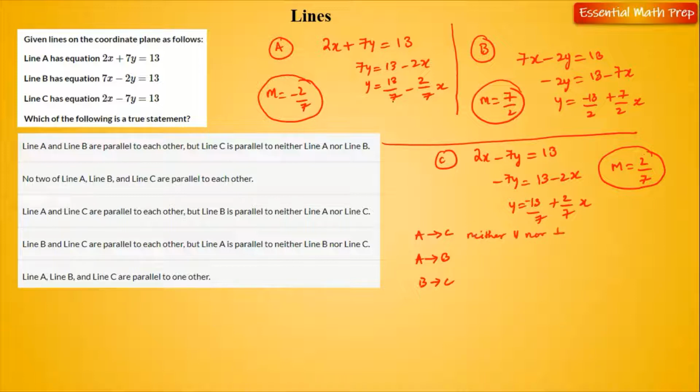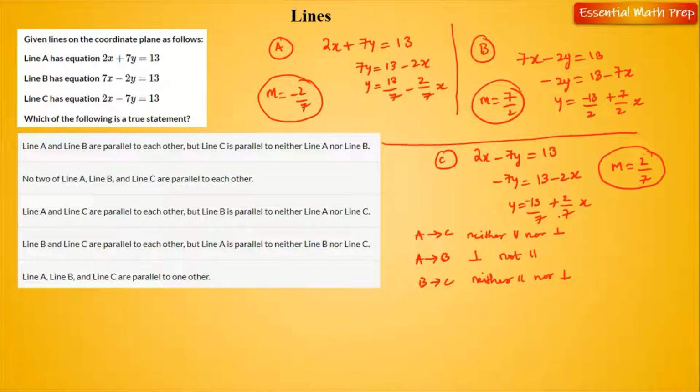Let's compare A and B. Clearly, they are negative reciprocals, right? They are negative reciprocals. So lines A and B are perpendicular, right? Let's compare B and C. Clearly, they are reciprocals, but they're not negative reciprocals. So in other words, there are two different values. That means, again, they're neither parallel nor perpendicular. And A and B are also perpendicular, but not parallel.